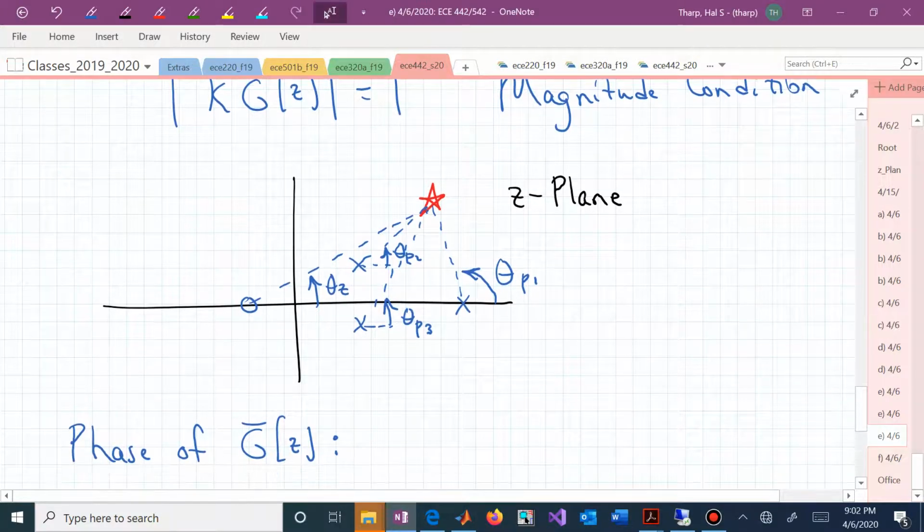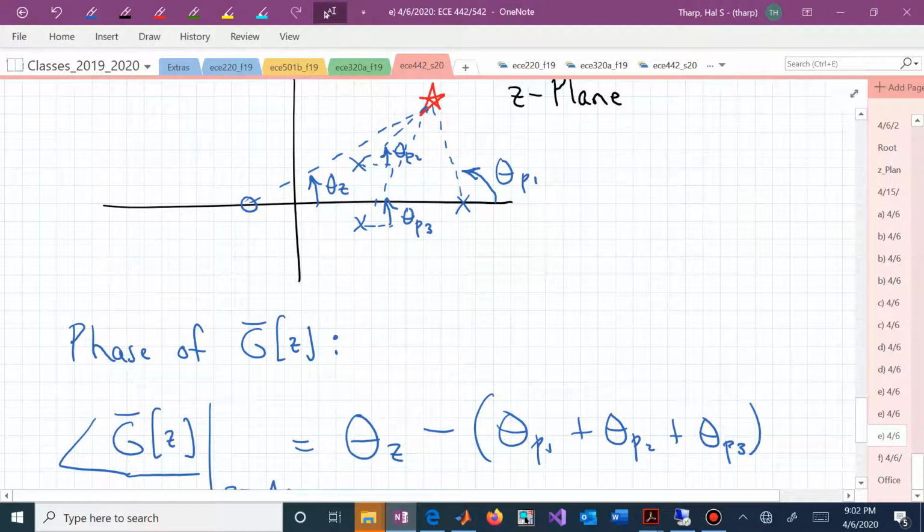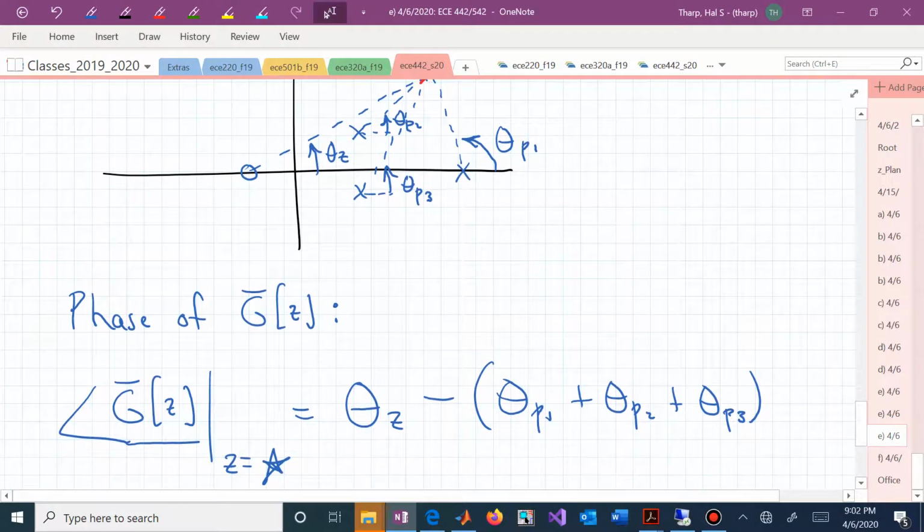The angle then, or the phase of g bar of z, is going to be the sum of the zeros angles minus the sum of the pole angles, because the zeros are in the numerator, the poles are in the denominator. These combine in terms of their phases algebraically by adding the numerator angles and subtracting the denominator angles. The angle then of g bar when z is equal to the star is going to be theta of z minus theta p1 plus theta p2 plus theta p3.